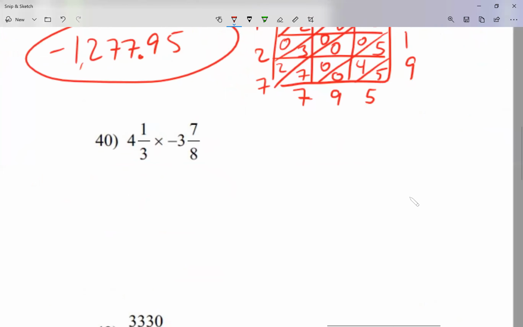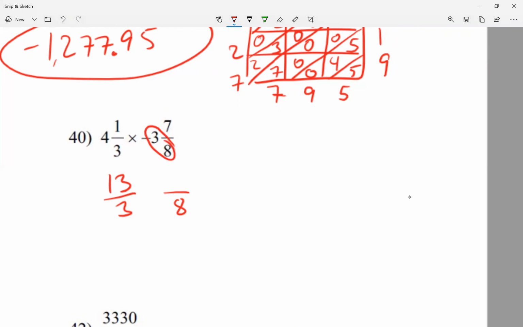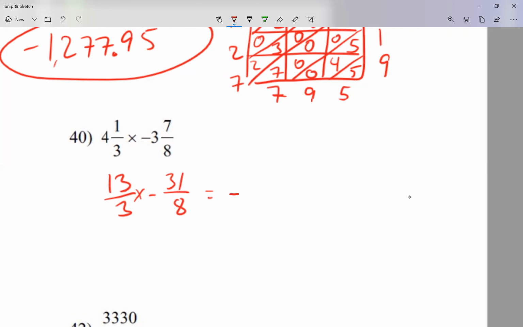Let's take a look at number 40. Now, I can only have a number in the top, a number at the bottom. So I'm going to call this 13 over 3. Remember the 13 because I went 4 times 3 is 12 plus the top. That's how I got the 13 on that one. On my second fraction, I have an 8 at the bottom. But remember, I'm going to go 3 times 4. 3 times 8 is 24 plus the 7 on the top. That gives me 31. So positive times a negative. My answer is negative, right?